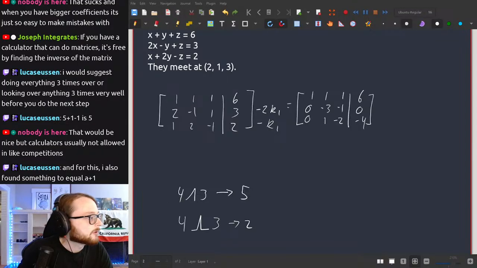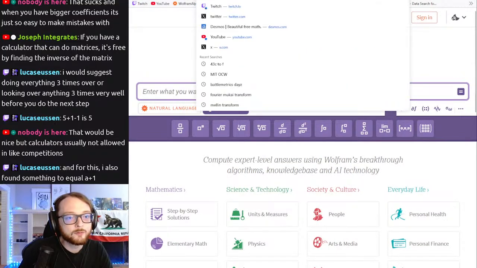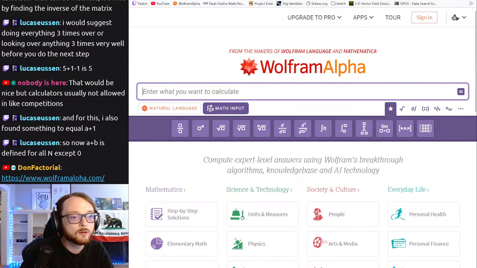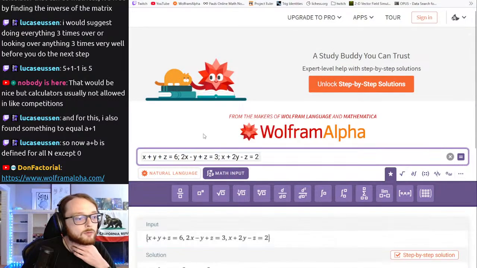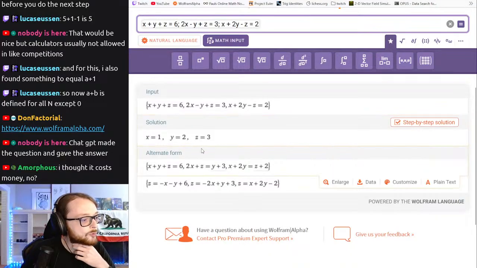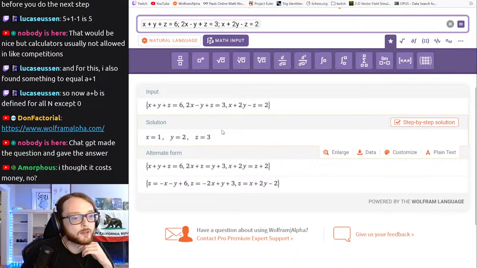So instead of using ChatGPT for calculations, I would recommend to use Wolfram Alpha. It's going to be way better. If I just enter these 3 equations and put a semicolon between them, I bet it'll know what to do with it. So it is 1, 2, 3, as I think Joseph said. Wolfram Alpha, they charge money for the premium features, but the important bits are free.